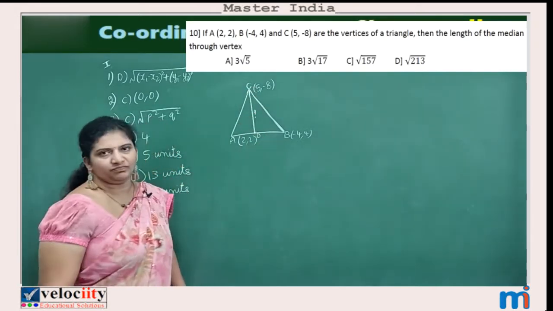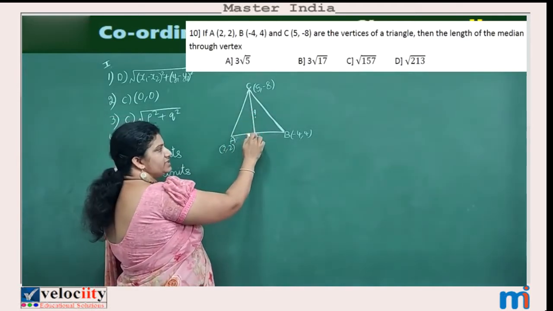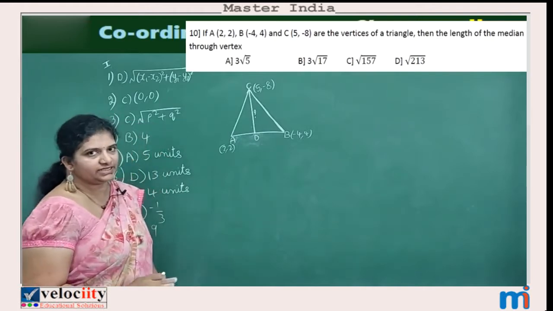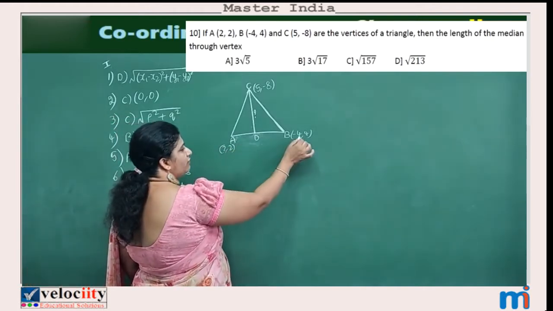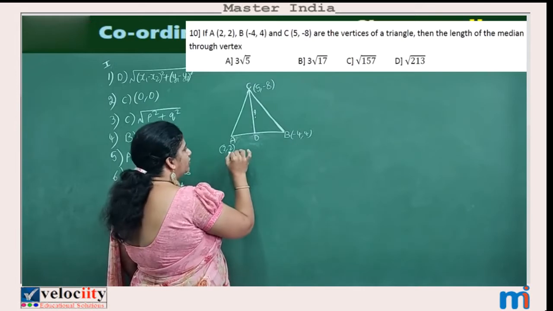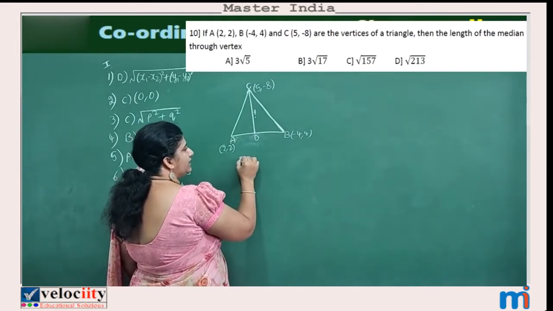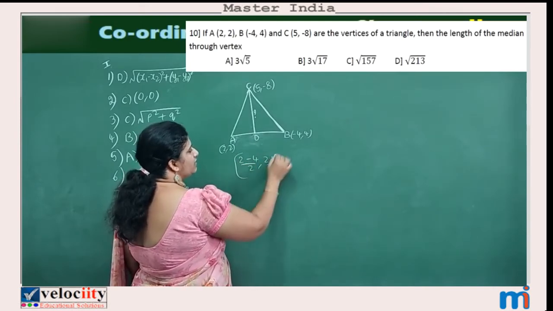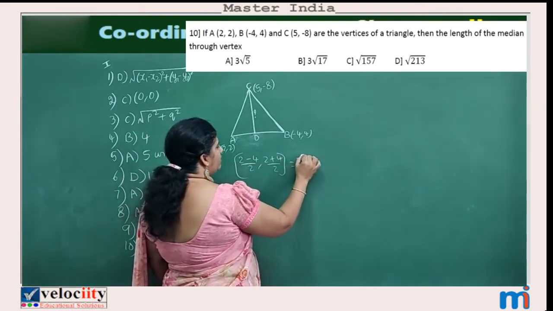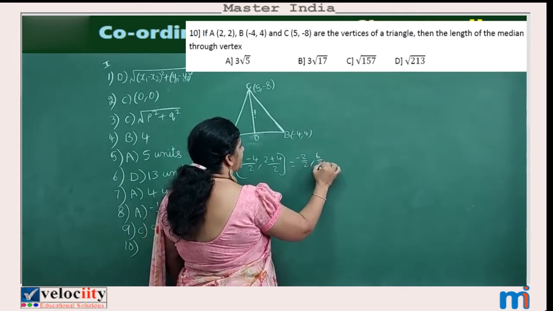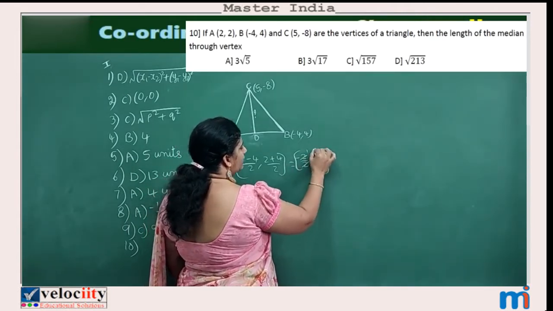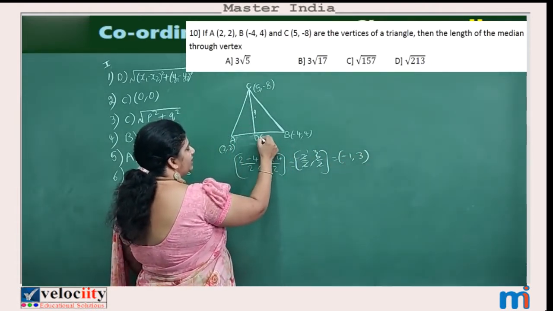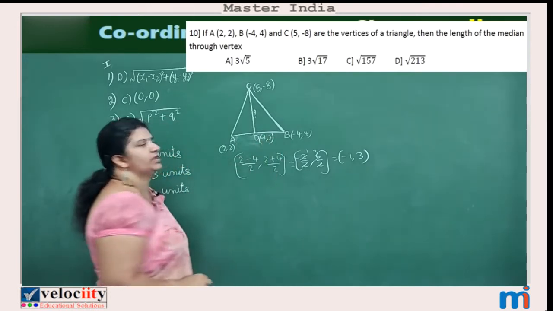Let me take here D. Length of the median: D is a midpoint of AB. First find D coordinates, then you can find the length of DC. That is only the median. Midpoint formula is (x1 plus x2)/2, (y1 plus y2)/2. That is (2 plus of minus 4)/2, (2 plus 4)/2. That will be (2 minus 4) which is minus 2 by 2, 6 by 2. You are going to be left with minus 1, 3. So midpoint coordinate D value is (-1, 3).